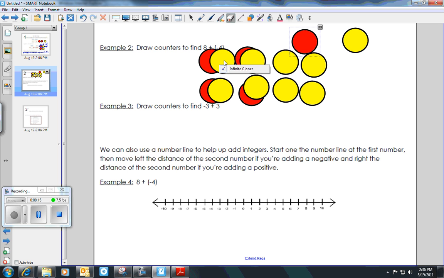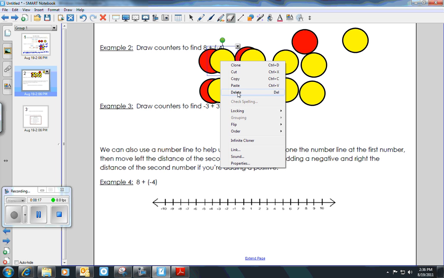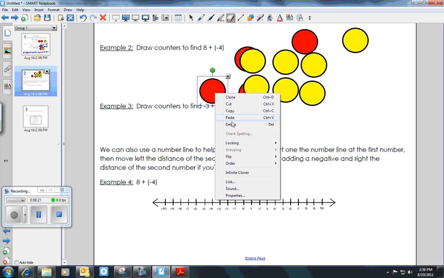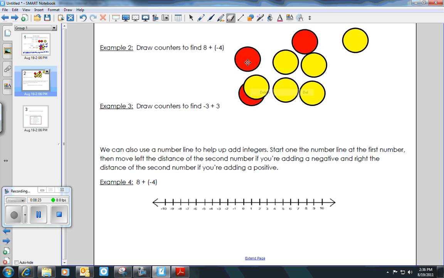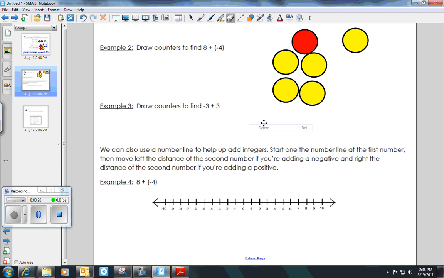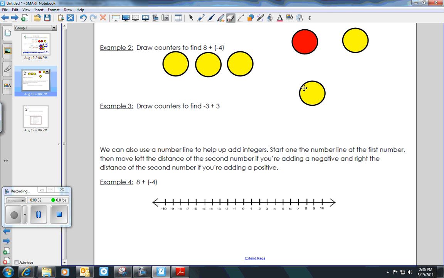So let's delete those two and those two. All right. What's left are these 4 yellows, which represent positive 4.